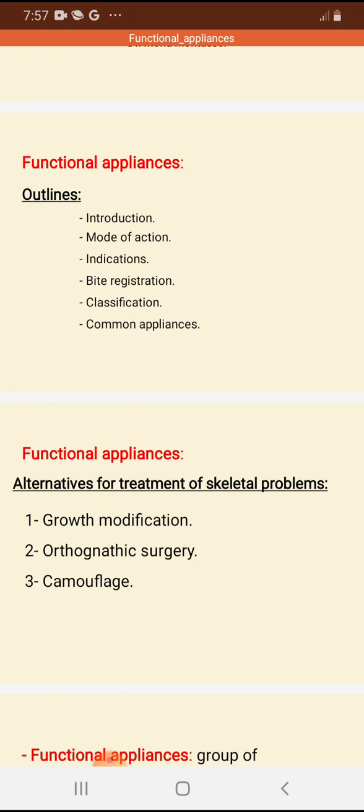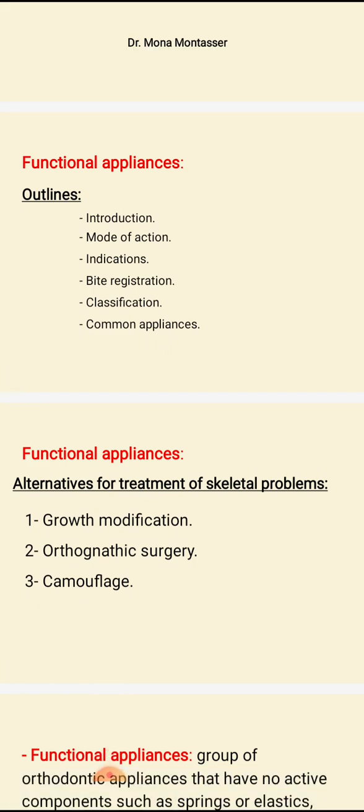Skeletal problems in orthodontics can be treated either by growth modification, orthodontic surgery, or by camouflage. How to choose between these three options depends on the skeletal growth status of the patients and the severity of the malocclusion.